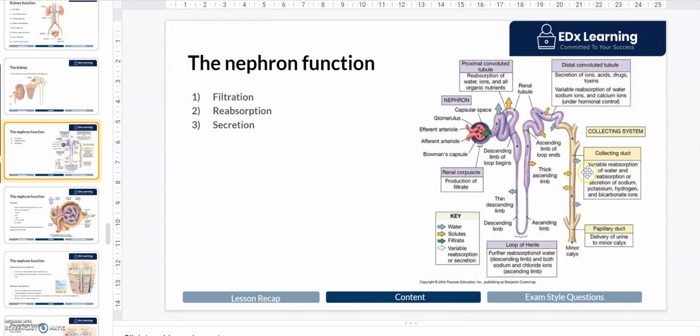This long duct is known as a collecting duct, and it's so important to note the main process occurring at the collecting duct is the reabsorption of water. So to sum it up, we have filtration occurring at this section here. We have reabsorption occurring at this section, all through here, and then secretion into the nephron occurring here, and finally the reabsorption of water here.